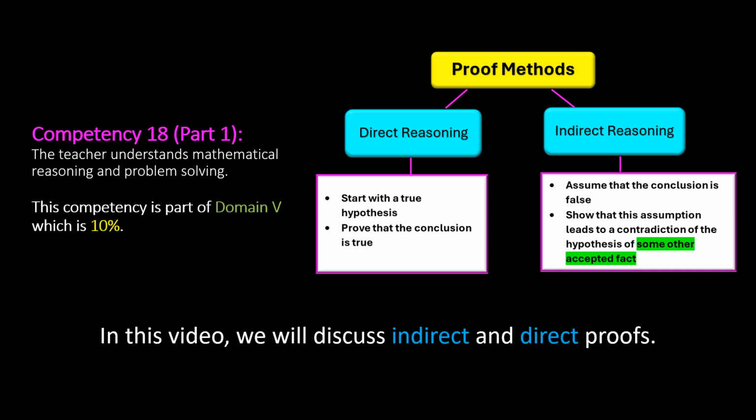Welcome to part 1 of Competency 18. For this competency, the teacher needs to understand mathematical reasoning and problem solving. This competency is in Domain 5, which is 10% of your overall score. In this video, we will discuss indirect and direct proofs.